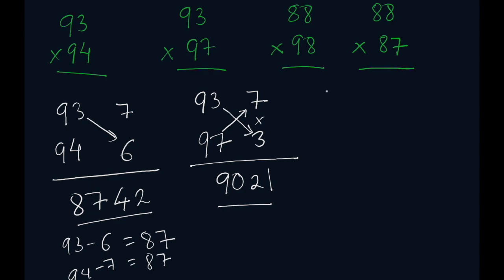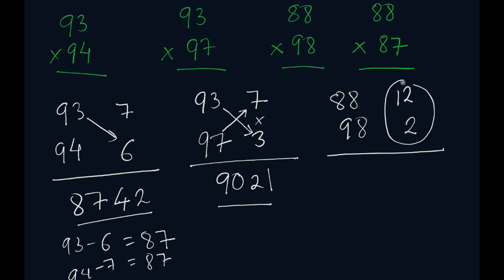Now take this example 88 cross 98. You can write the two numbers 88 and 98. 100 minus 88 is 12, 100 minus 98 is 2. So we multiply these two numbers. So 12 cross 2 is 24. Now we can subtract this 2 or this 12. So 88 minus 2 will be simply 86. 98 minus 12 will also be 86. So our answer is 8624.